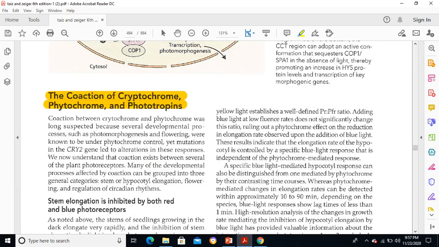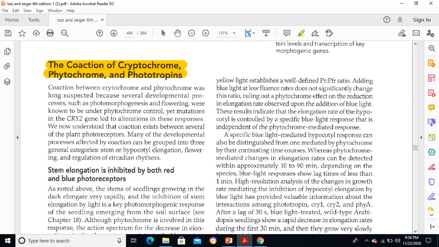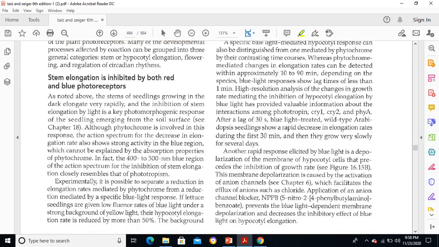There is a co-action of three photoreceptors: cryptochromes, phytochromes, and phototropins. I told you that Cry2 will promote flowering, isn't it? So for flowering, there is a co-action of cryptochromes, phytochromes, and phototropins. How?